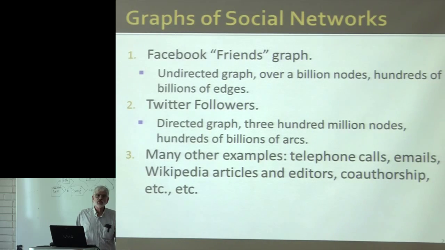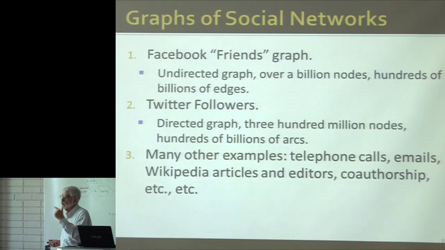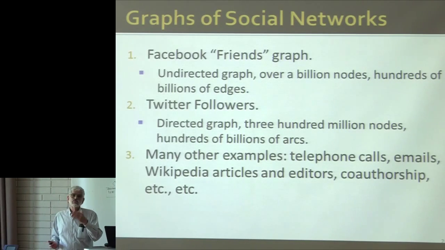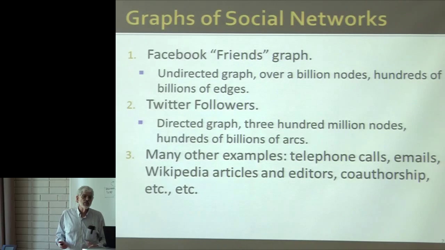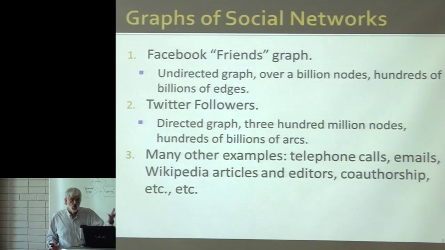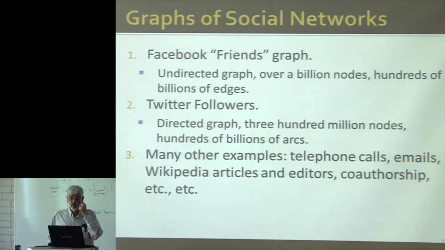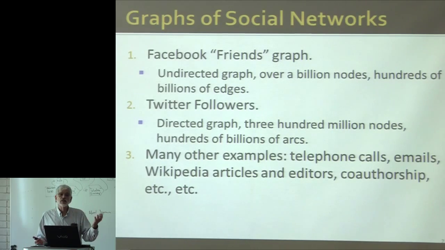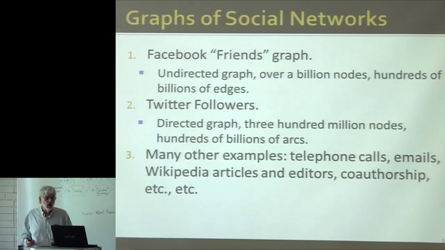For example, telephone calls. The nodes are the phone numbers, and there's an arc from A to B if A has ever called B, or has called B in the past month or something like that. Email, same idea. Email addresses are the nodes. If one email address has emailed a second email address, then we'll draw an arc.